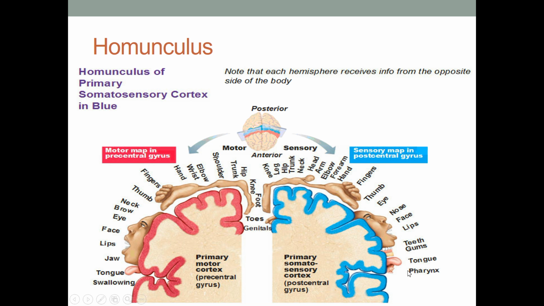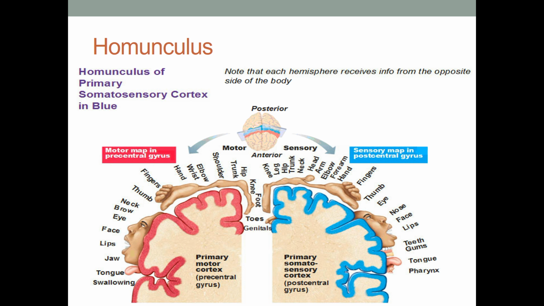If you look on the left side, that's your motor map. That shows what part of the motor cortex is responsible for moving what parts of the body. And then on the right side is the sensory map. That shows you which parts of the cortex are responsible for feeling different parts of the body. You'll notice on both the motor and the sensory cortex, the face gets a lot of airtime. The face has a lot of area devoted specifically to both movement and sensation.